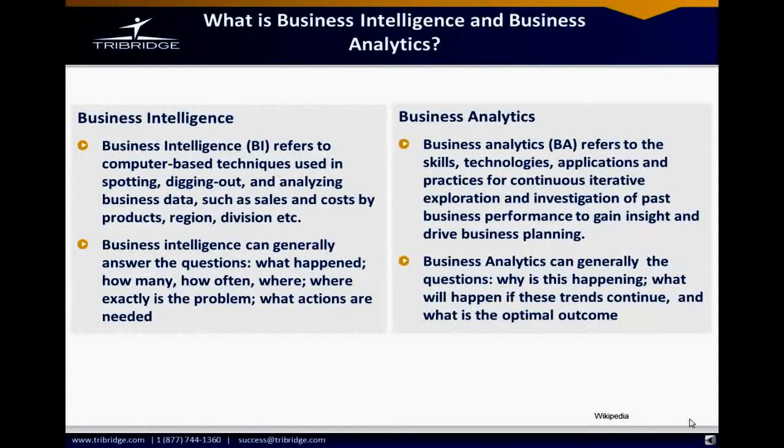In order to begin this discussion, we really need to define business intelligence and business analytics, and understand what the difference is. Business intelligence, according to Wikipedia, refers to the computer-based techniques used in spotting, digging out, and analyzing business data such as sales and costs by product, region, division, classic slicing and dicing of information. Business intelligence can generally answer the questions: what happened, how many, how often, where, what exactly is the problem, and what actions are needed. So in essence, business intelligence is used by business managers to look at historical data and to try to understand and gain some insights into what's going on right now.